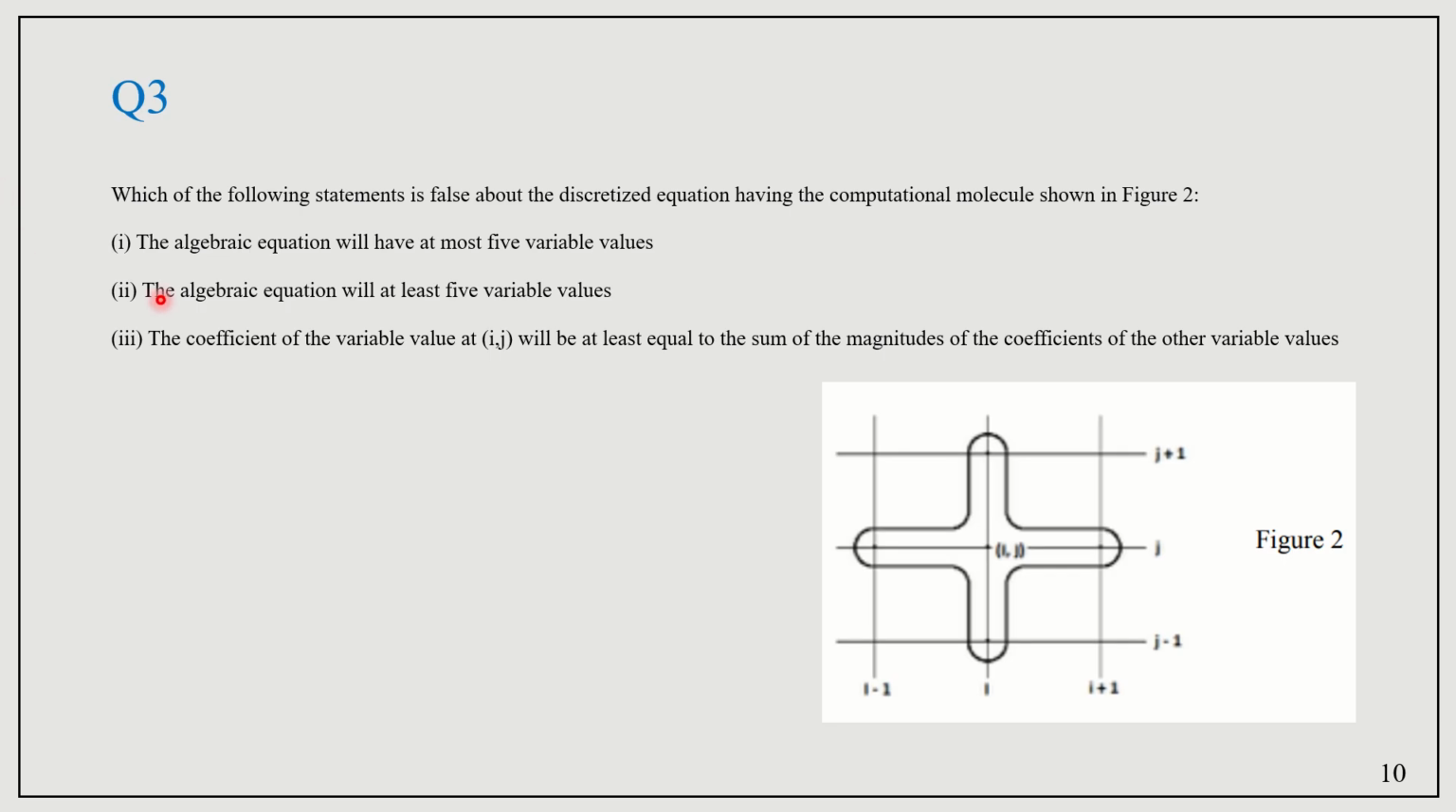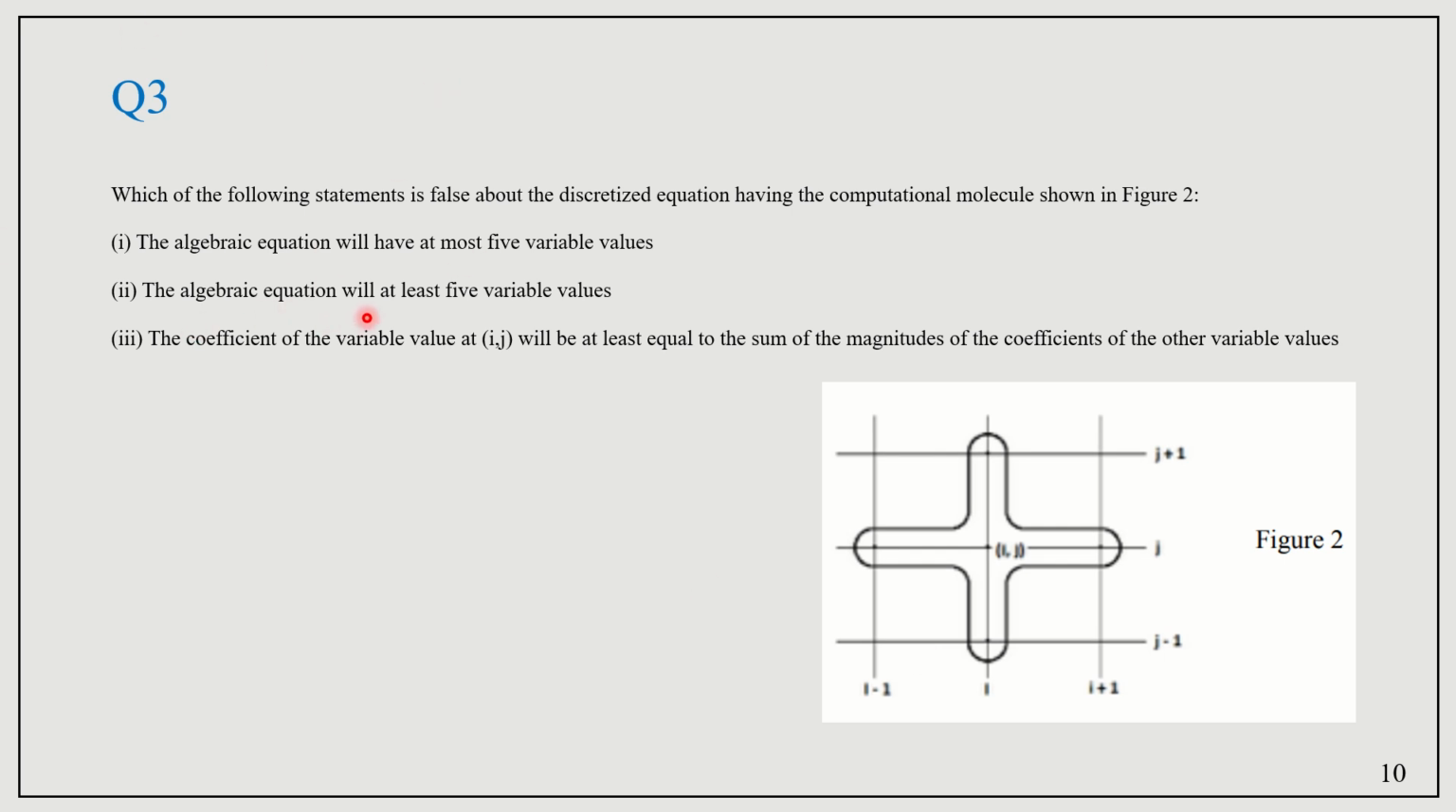First, we'll go through the statements one by one. In the first statement, it is given that the algebraic equations will have at most 5 variable values. So this is the computational domain that is given. If we are doing anything at I comma j, we will have I minus 1 comma j, I plus 1 comma j, I comma j minus 1 and I comma j plus 1. So if this is the computational molecule, we can have a maximum of 5 variables in the equations. But if this is the boundary, the number of variables will reduce because we will be specifying the values. So at most it can have 5 variables in the equations for this computational molecule. But if any boundaries are included, the number of variables will reduce. So the first statement is a true statement.